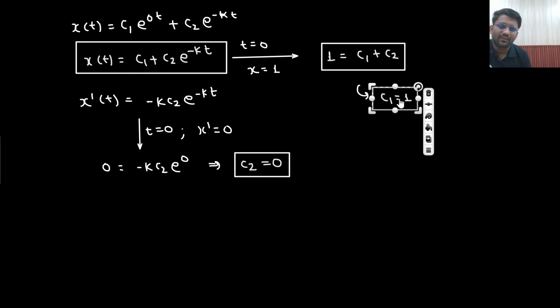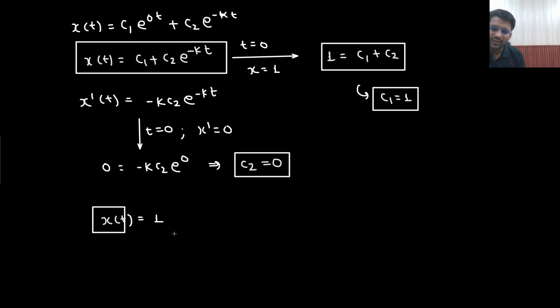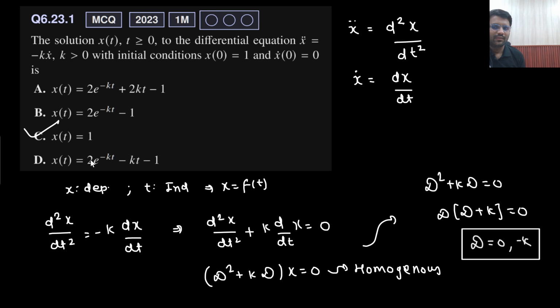What does that mean? c1 is 1, c2 is 0. So what is the value of xt? The value of xt is coming out to be 1 only. That's it. This is the answer. The value of xt is nothing but 1. So xt has to be 1. Option C is correct. It feels like an odd answer, no?